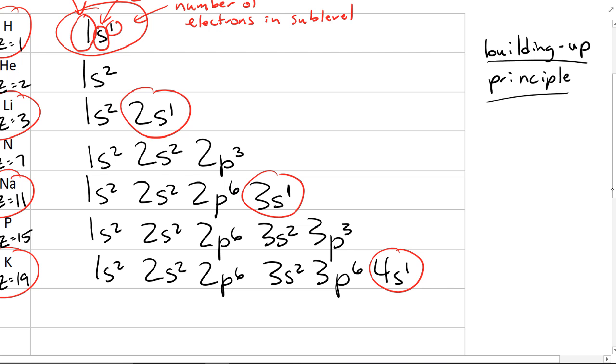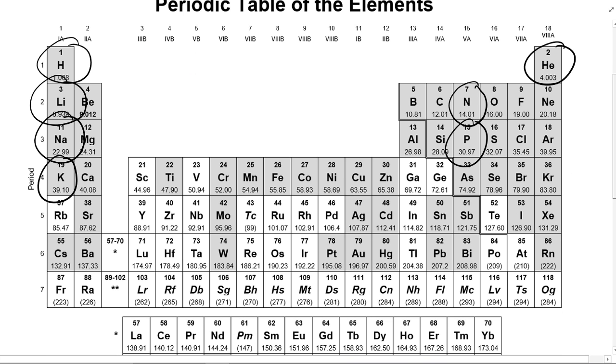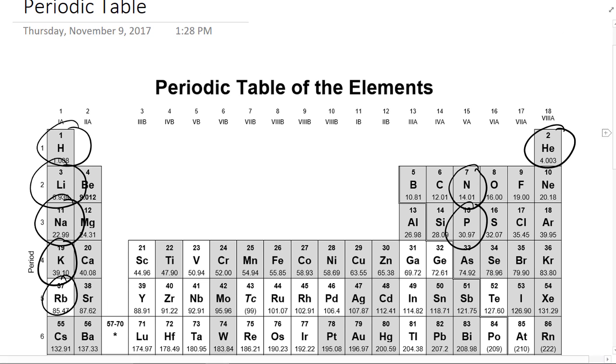In fact, if we went down to rubidium, which has an atomic number of 37, what do you suppose the configuration of rubidium would end with? S1, specifically what S1? 5S1, exactly. So everything here in this group has an S1 configuration. And if everything in this group has an S1 configuration, that must mean that everything in group 2A must have an S2 configuration.